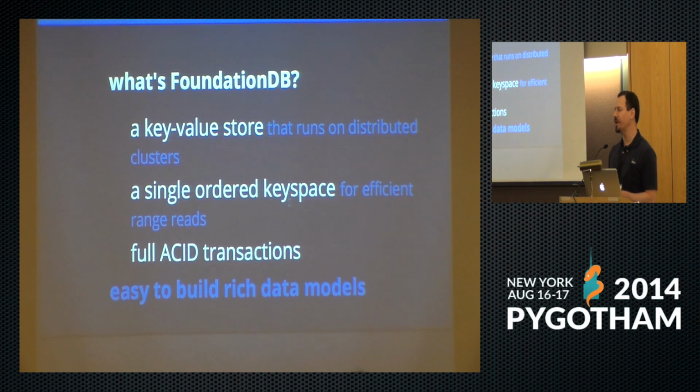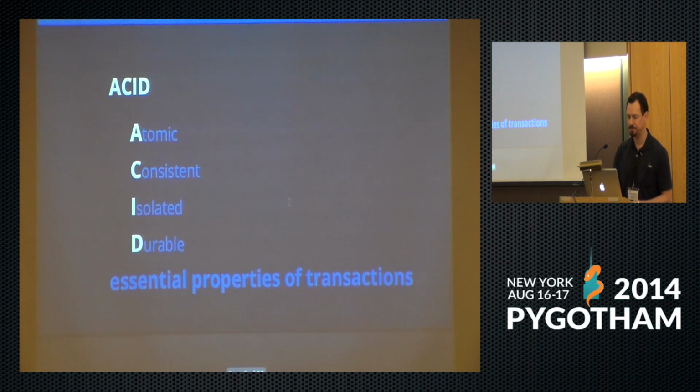It also supports full ACID transactions. And these two things, the ordering property and the ACID transactions, allow you to easily build rich data models. We'll talk a bit about that. So just so we're on the same page, ACID, what does that mean? The properties are atomic, consistent, isolated, and durable.